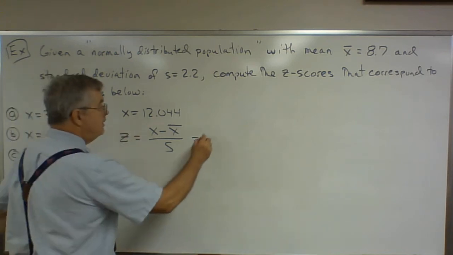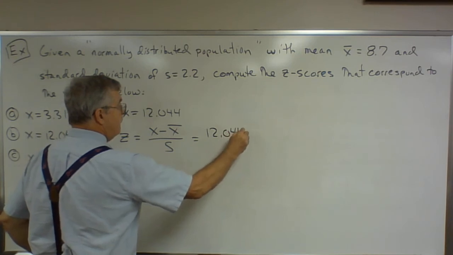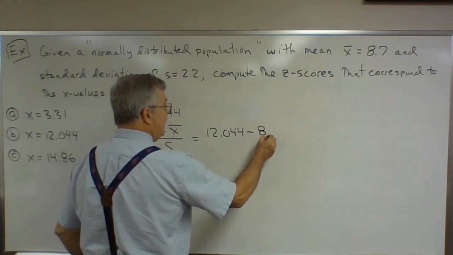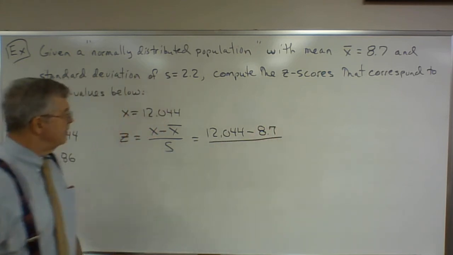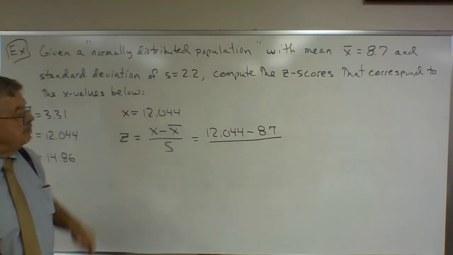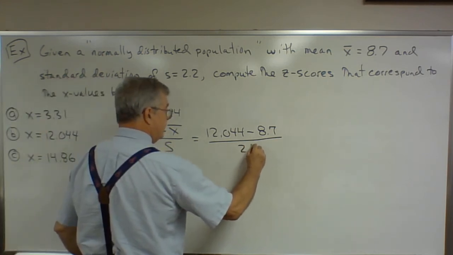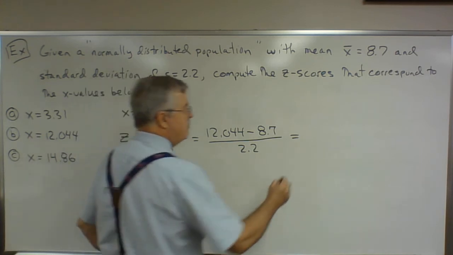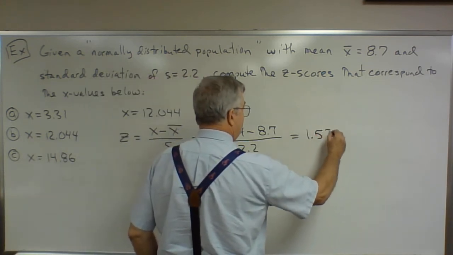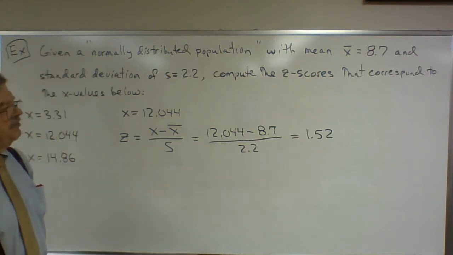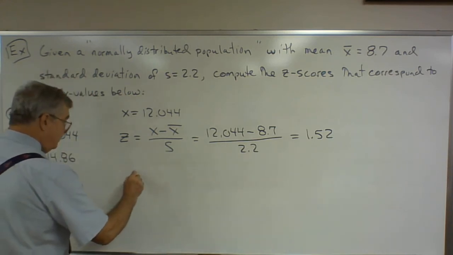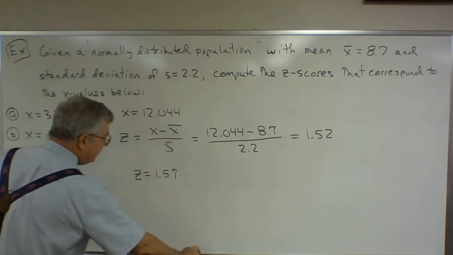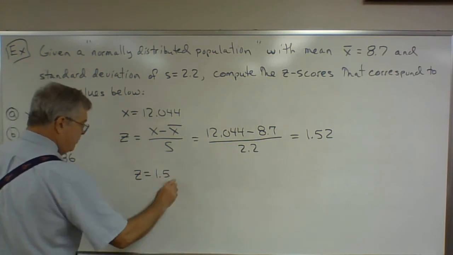X, 12.044. X bar, 8.7. And S, 2.2. We turn the crank and out pops the answer. If I've done this correctly, my z-score is 1.57. No, 1.52, I think. 1.52.